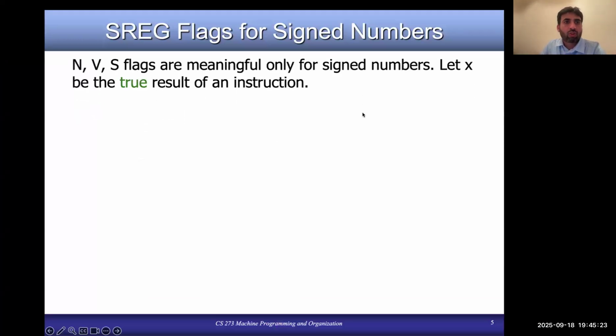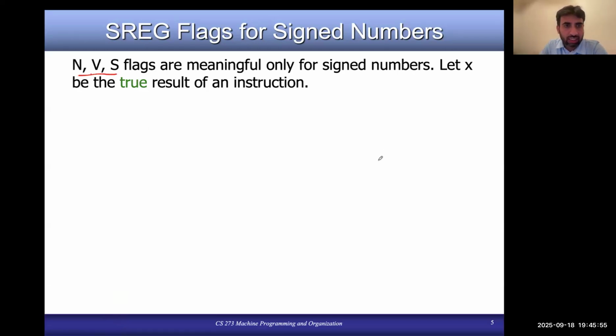So these flags, N, V and S flags, are meaningful only for signed numbers. When you are using unsigned numbers, the carry flag and Z flag are enough when you want to compare them. But they are not enough for comparing signed numbers. Therefore we need extra flags which are already available in the status register, and these are the negative flag, overflow flag, and sign flag.